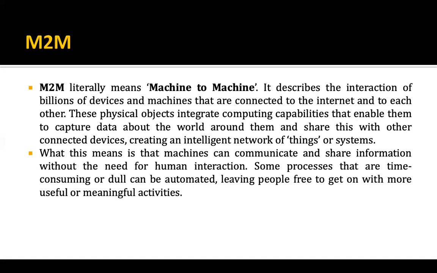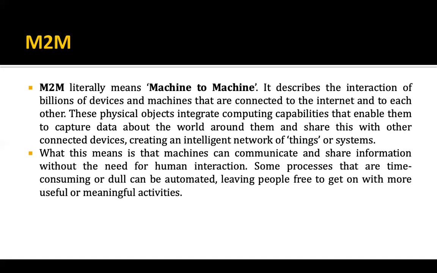So M2M literally means machine to machine. It describes the interconnection of billions of devices and machines that are connected to the internet and to each other. These physical objects integrate computing capability that enables them to capture data about the world around them and share this with other connected devices, creating an intelligent network or system. So this paragraph of three sentences tells you exactly what I told you in the form of an example.